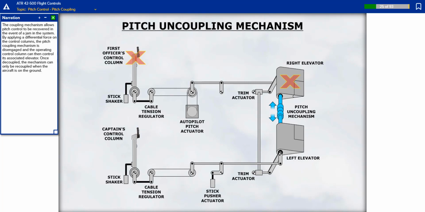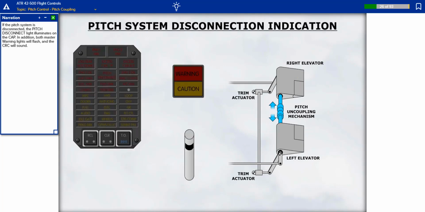By applying a differential force on the control columns, the pitch coupling mechanism is disengaged and the operating control column can then control its associated elevator. Once decoupled, the mechanism can only be recoupled when the aircraft is on the ground. If the pitch system is disconnected, the pitch disconnect light illuminates on the crew alerting panel. In addition, both master warning lights will flash, and the continuous repetitive chime will sound.